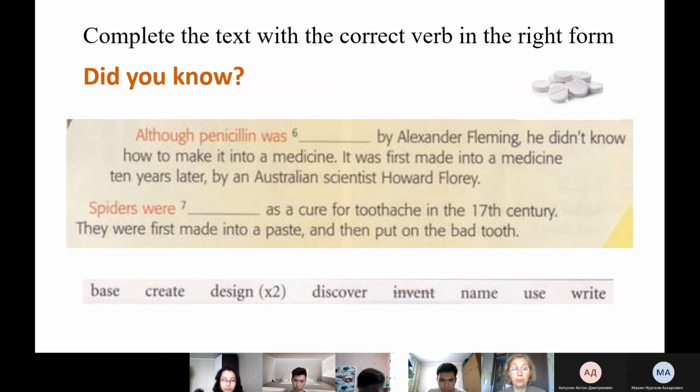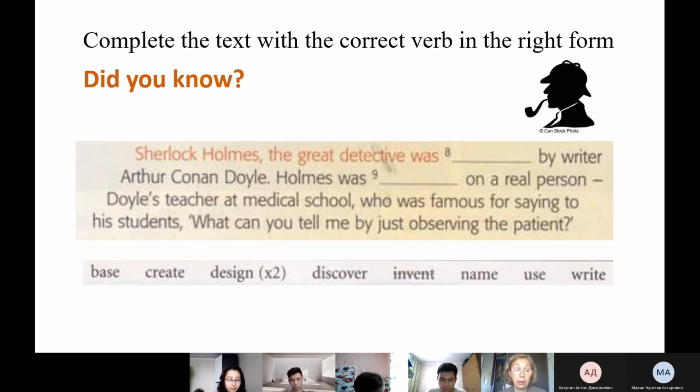So this is interesting information, how people used to cure something in the past. Okay, and the passive voice, were used. Yes, here. And the last piece of information, let us listen to Medina.